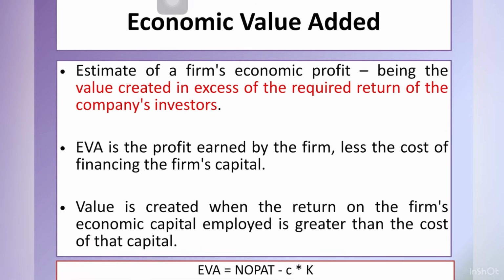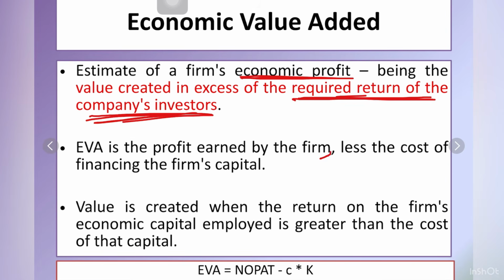So let's begin with the first concept, economic value added. This measures the company's performance, or we can say the economic profitability of the firm is being measured. That is value created in excess of the required rate of return, right? So first you need to understand the required rate of return. What is this required rate of return for investors, say for both debenture holders and shareholders, right?